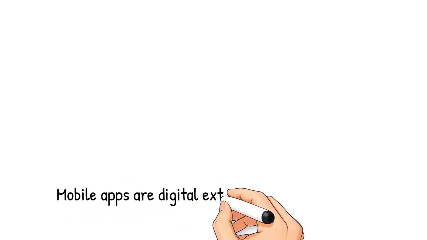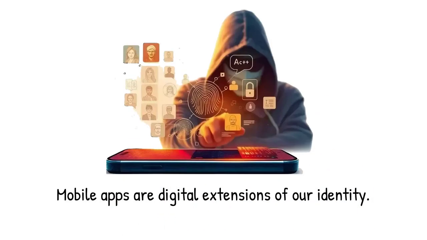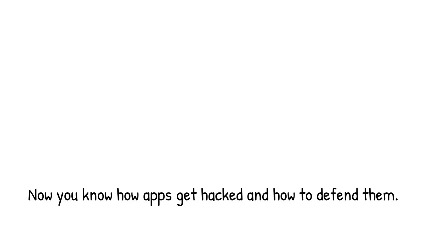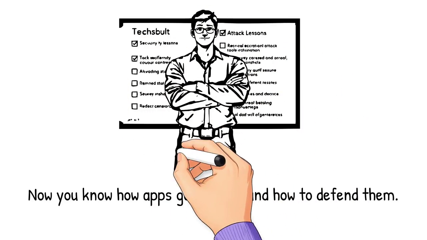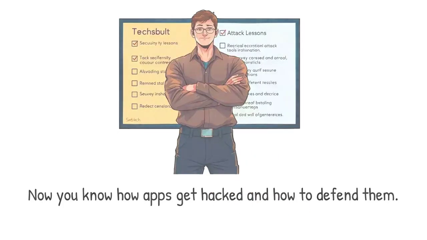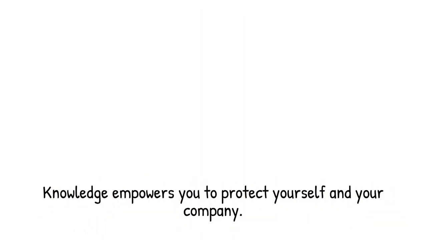Mobile apps are not just pieces of software, they are digital extensions of our identity. Every tap, swipe, login, and permission matters. Hackers break in not because apps are strong, but because they are rushed, unprotected, and trusted blindly. But now you know the truth. You know how apps get hacked, what techniques are used, what tools to defend with, the common mistakes made, the best defenses to apply, and the real stories behind attacks. Most importantly, you now have the knowledge to protect yourself and your company.